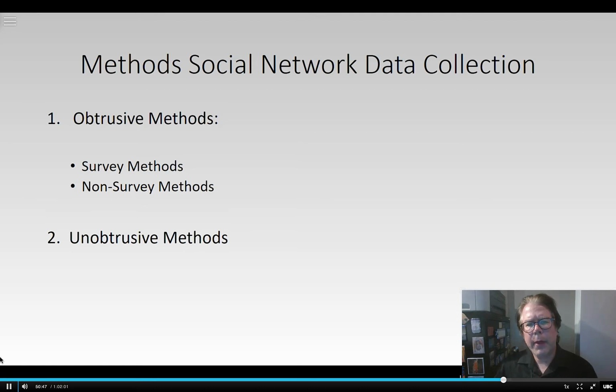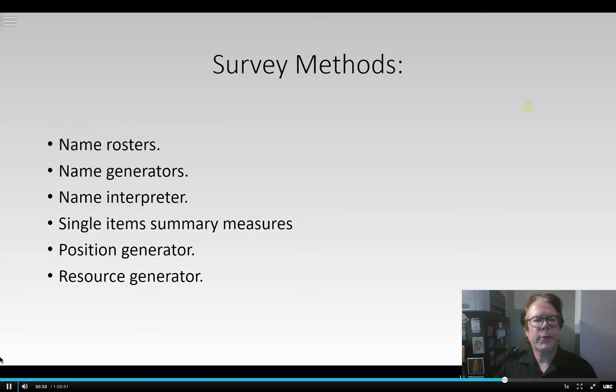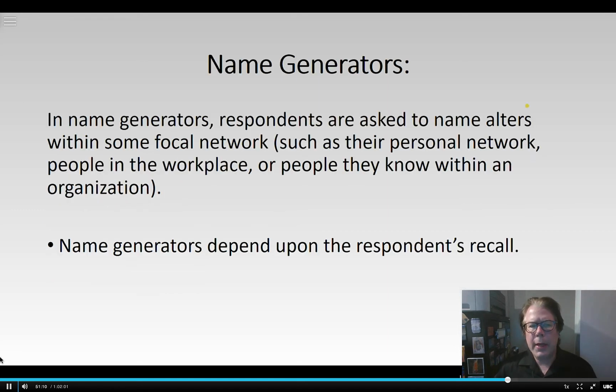Within obtrusive methods, there's a couple of categories. We can think about some survey methods and also some non-survey methods. In survey methods, there's a variety of techniques: name rosters, name generators, name interpreters, single item summary measures, position generators, and resource generators. I'm going to focus primarily on name generators.